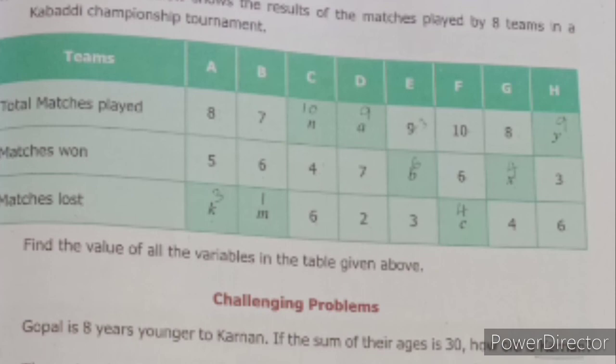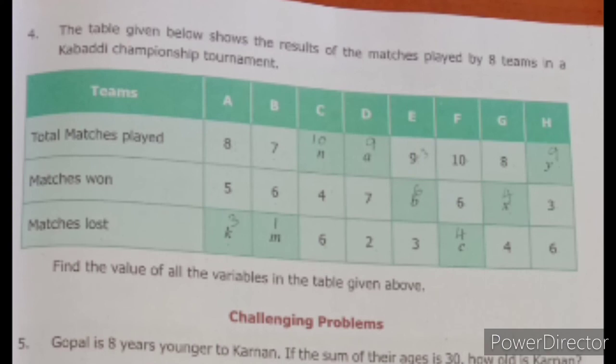See the first one, A. The total matches they have played is 8. 5 matches they have won and K matches they have lost. So we have to find what is K. So total matches played is 8 minus 5. So how many will be lost? 8 minus 5 will be 3. So likewise you have to subtract and find the answer.